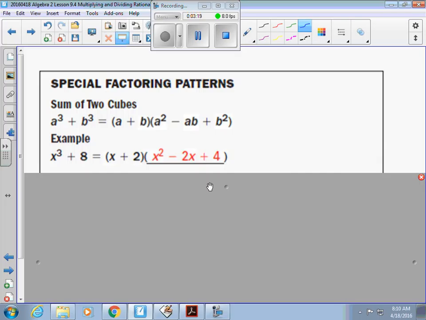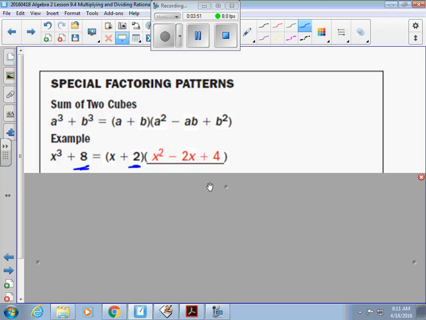X cubed plus 8. 8 is a number that you can cube something to get to it. You can cube the number 2. So 2 cubed. Notice right here, this b value, 8, 2 cubed is what makes it up. So again, it's x plus 2. And x cubed makes up x cubed. I know that sounds funny to say that, but x times x times x. That's why it's just x to the first power adding to 2.